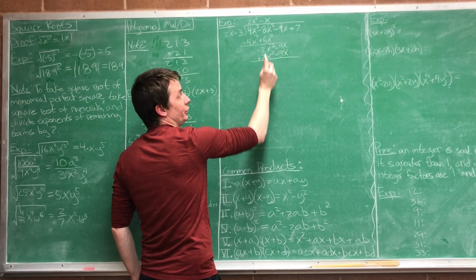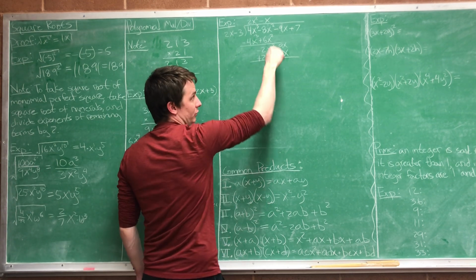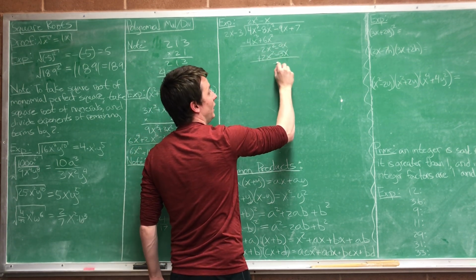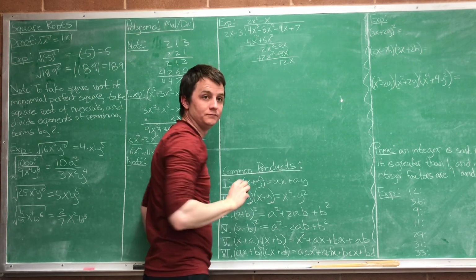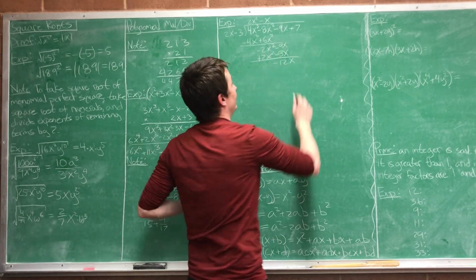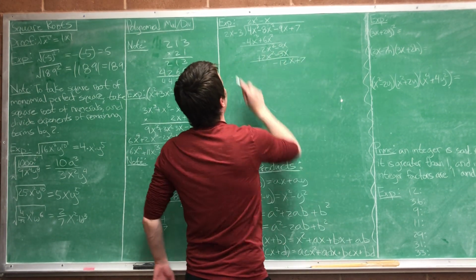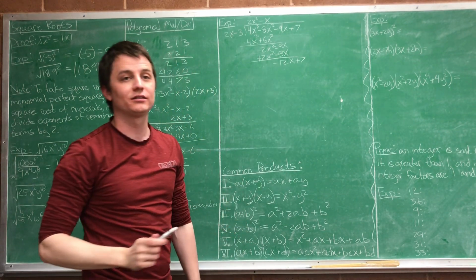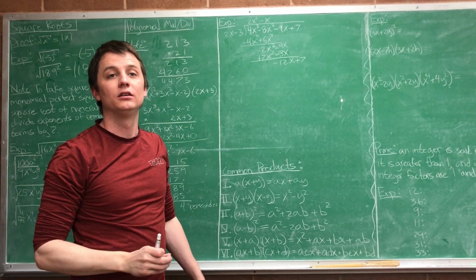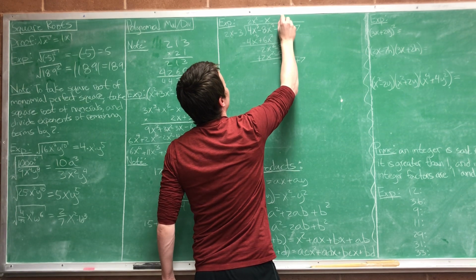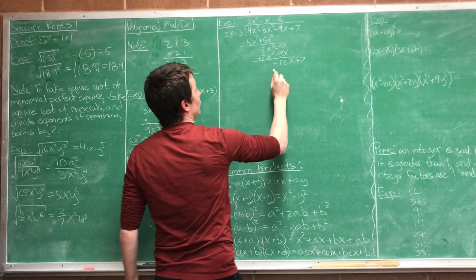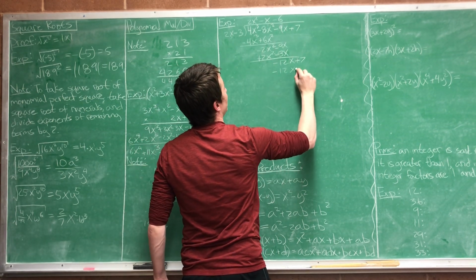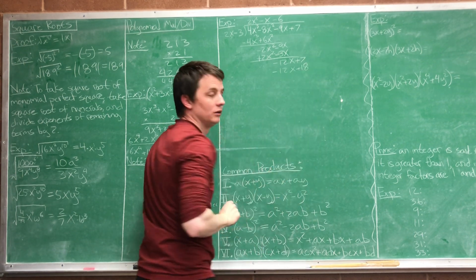So now add those two together. Negative 2, positive 2. Those cancel out. Negative and negative gives me minus 12x, right? Once again, bring down the plus 7. How many times does 2x go into negative 12x? Negative 6. Negative 6 times that gives me negative 12x plus 18, right?